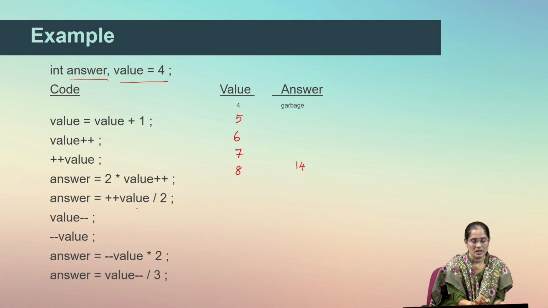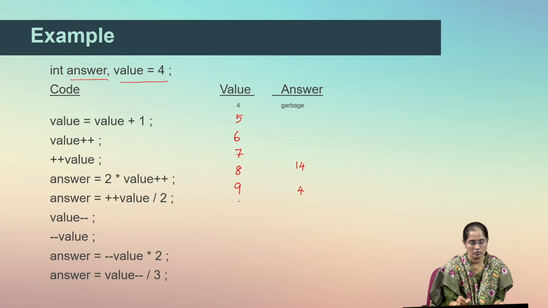Answer equal to plus plus value by 2. So, when I use plus plus value, already the value was 8 and now it is incremented by 1, it becomes 9. So, 9 by 2 which is 4.5, but the answer is defined to be integer. So, the result of answer will only be 4.